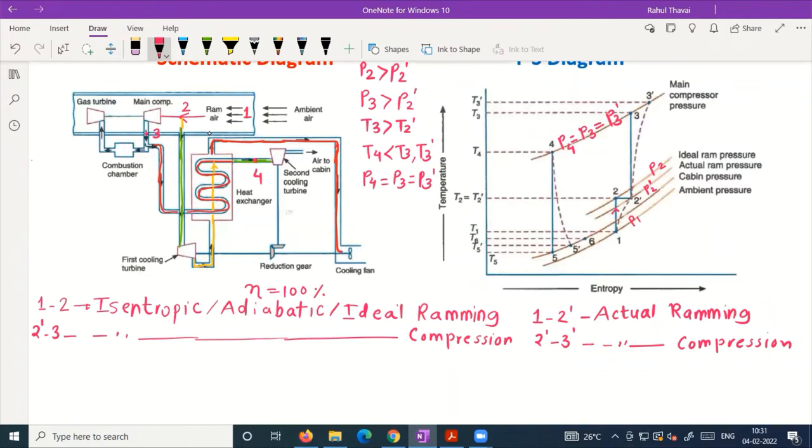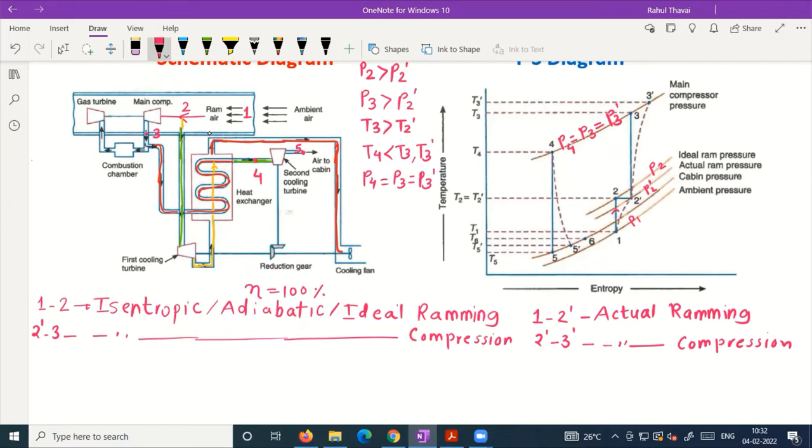Okay. And let's say that 5 is the exit to the turbine. Let us plot this point. This is the exit to the turbine. 4 is the outlet of the heat exchanger, which is the same as the inlet to the turbine. And 5 is the exit to the turbine.